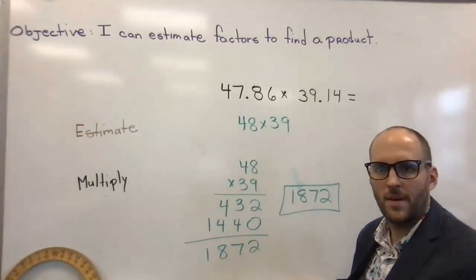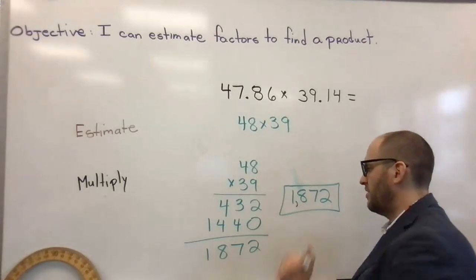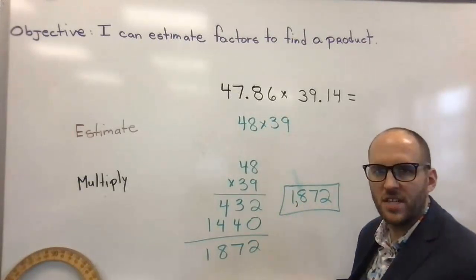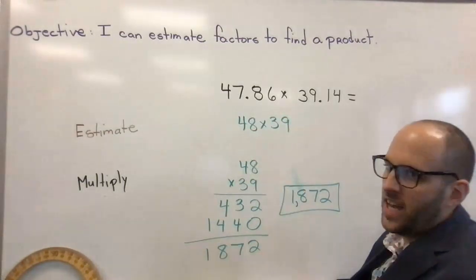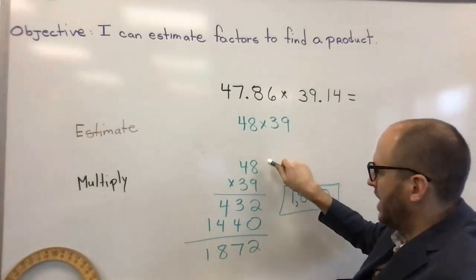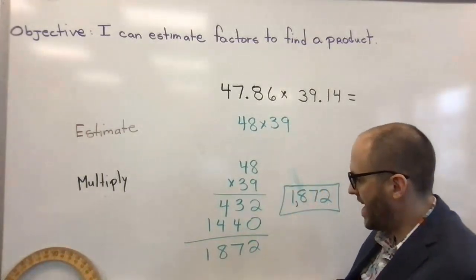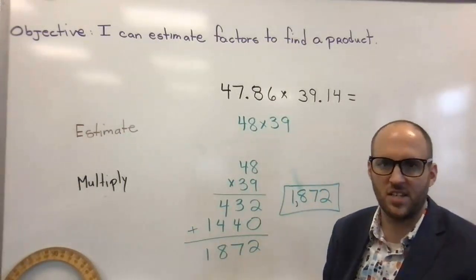Well, mathematicians, if you came up with the right answer, you should have had a product of 1,872. Again, our estimate for 47 and 86/100 was 48, and 39 and 14/100 was 39. You just multiply those together, and when you add everything up after you multiply, you get an answer of 1,872.